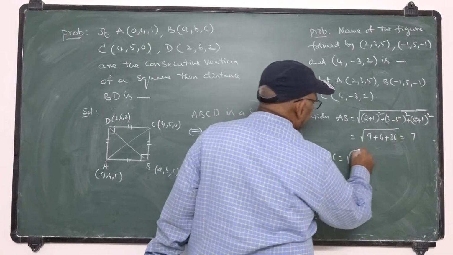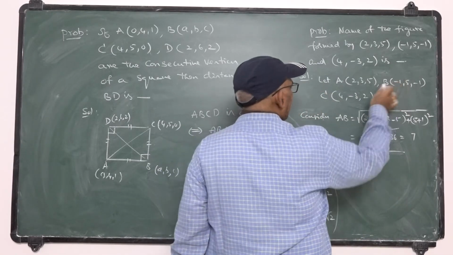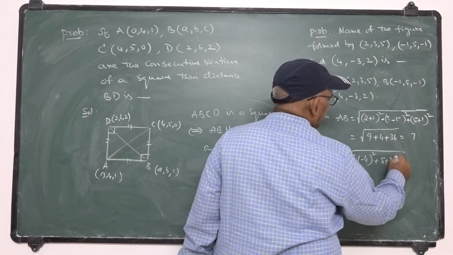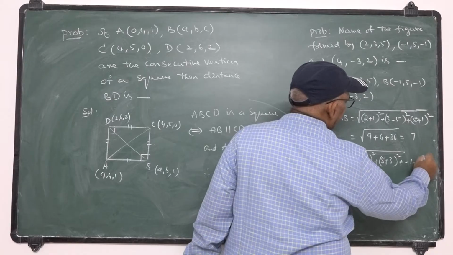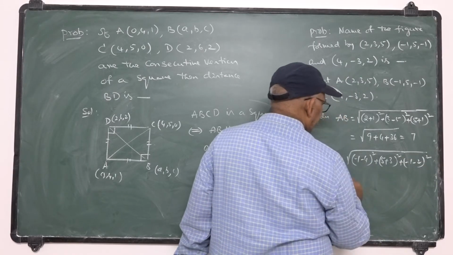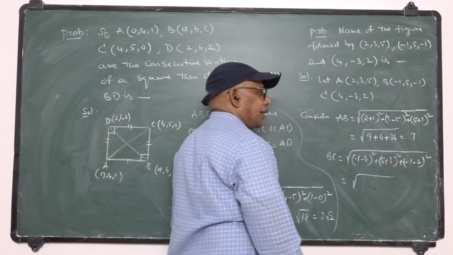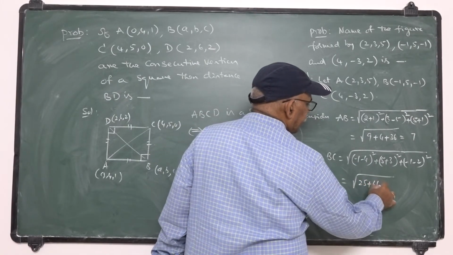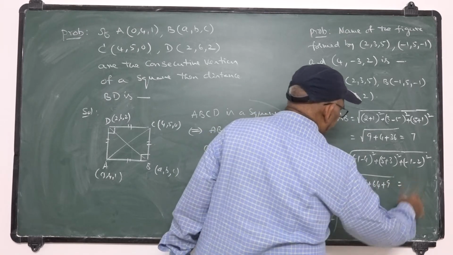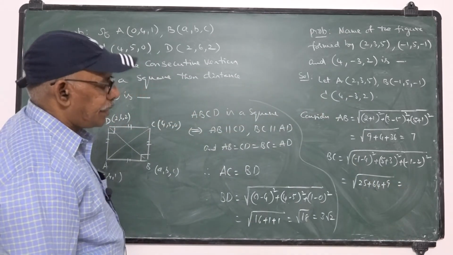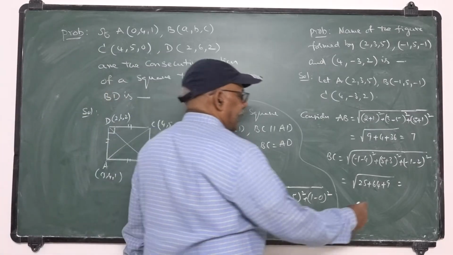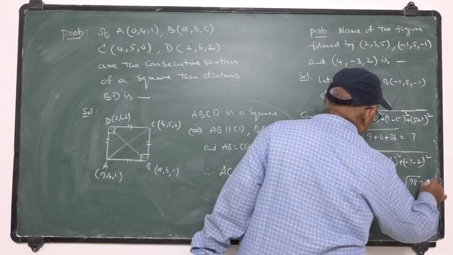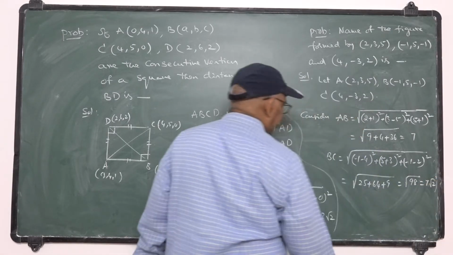Similarly, find BC, the distances. Minus 1 minus 4 whole square, 5 plus 3 whole square, minus 1 minus 2 whole square. By distance formula, the distance between B and C is 25 plus 64 plus 9, that gives us 89 plus 9, root 98, which is 7 root 2.